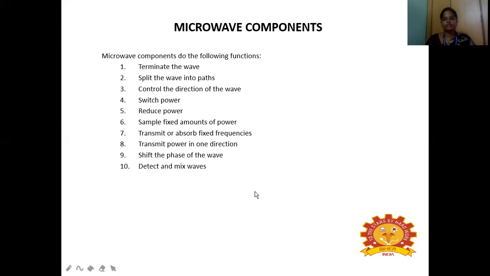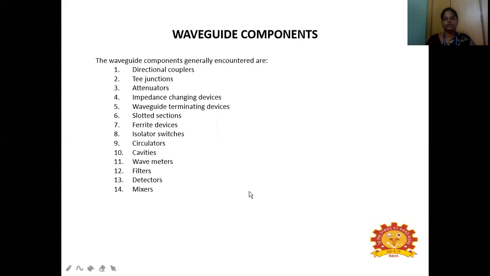So now we will discuss the waveguide components. The waveguide components are directional couplers, T-junctions, attenuators, impedance changing devices, waveguide terminating devices, slotted lines, then ferrite devices, isolators, switches, circulators, cavities, wave meters, filters, detectors, and mixers.